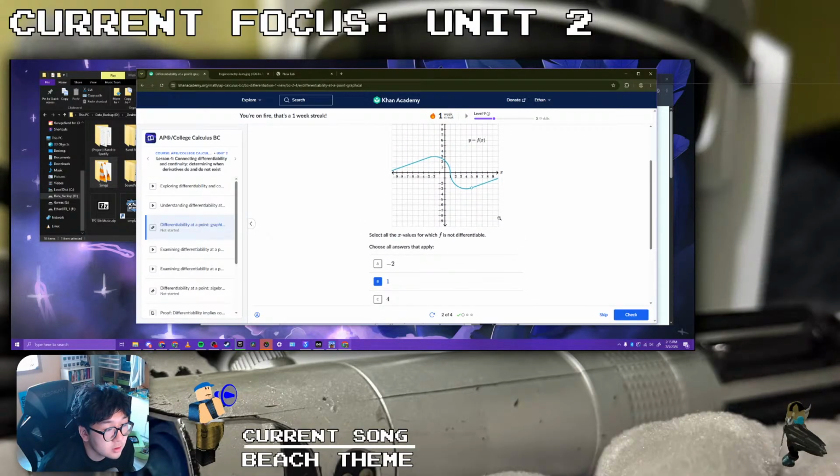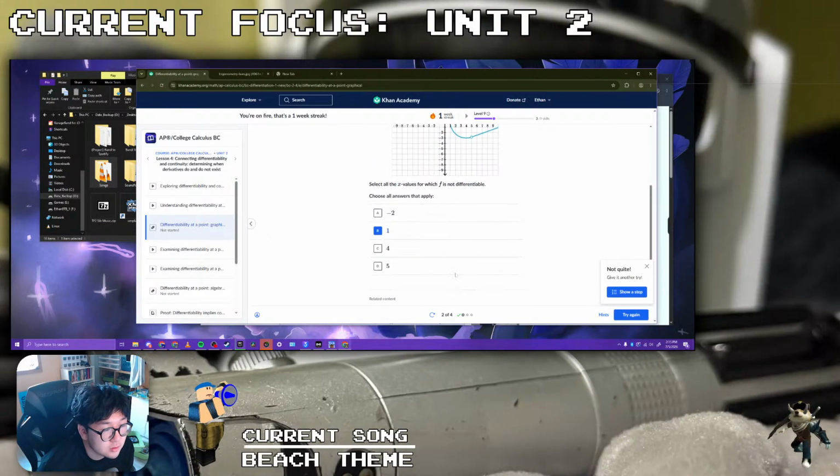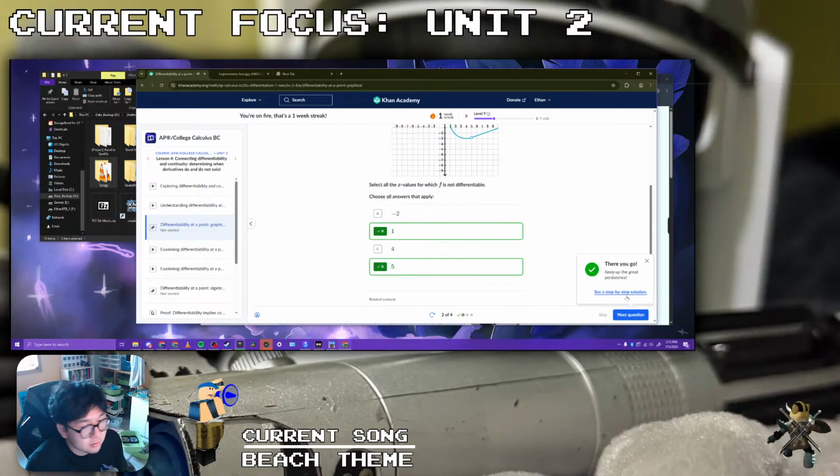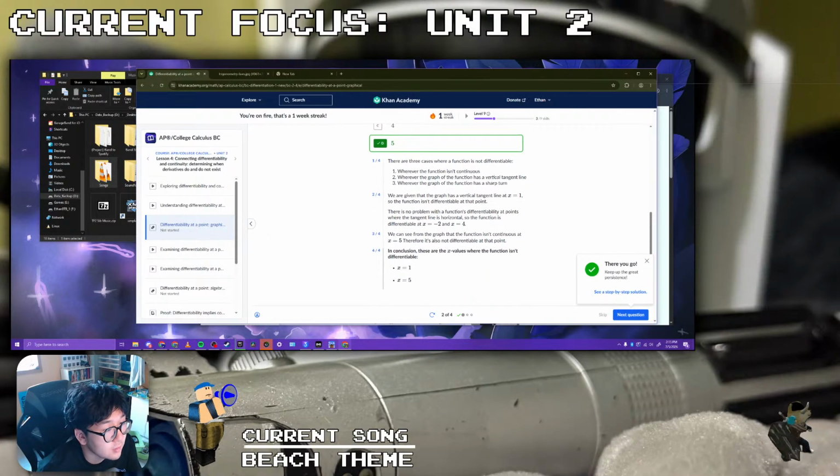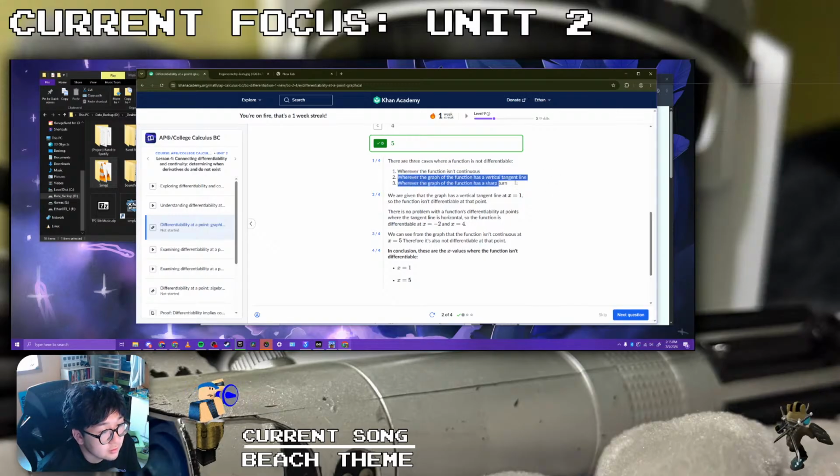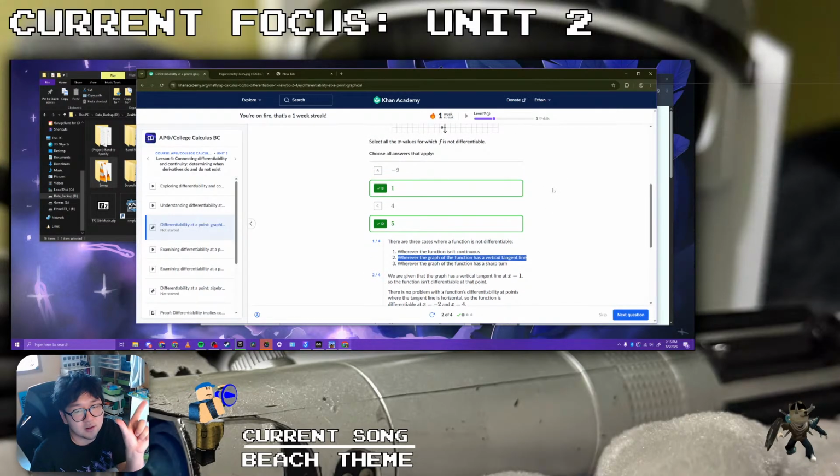It'd be 1. I think 5 is differentiable. Nope, it has to be continuous? Okay, let's see why. Okay, wherever it's not continuous, wherever it has a vertical tangent line or a sharp turn, think of like a V.